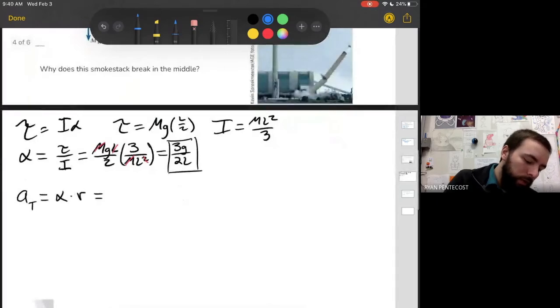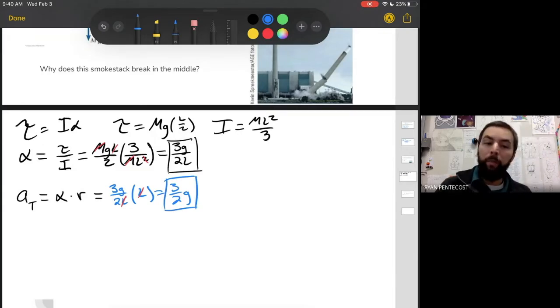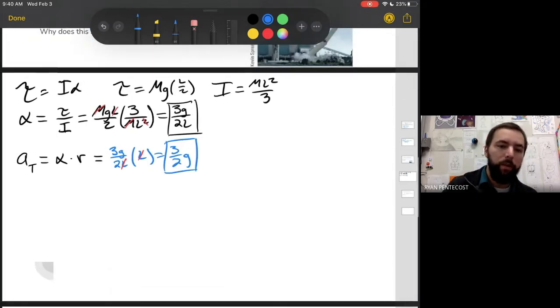So we take our alpha, 3g divided by 2L, multiply that by L, and now we have something we can understand, 3/2 g. So that means that as this rod is falling just due to gravity, the end of the rod is actually accelerating at more than g, more than 9.81. It's actually accelerating 150% of g, or 3/2 g. Which is interesting, right?